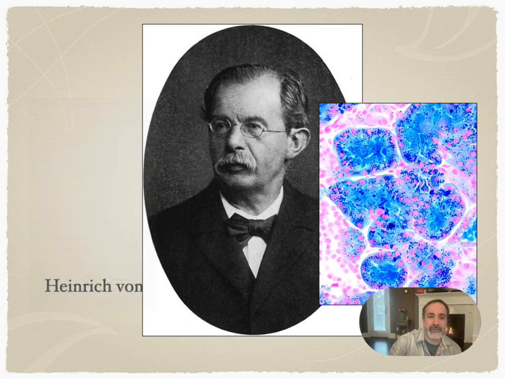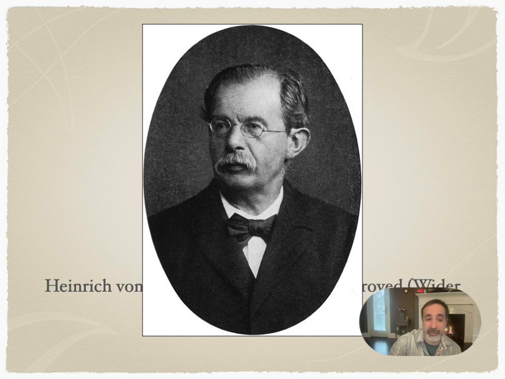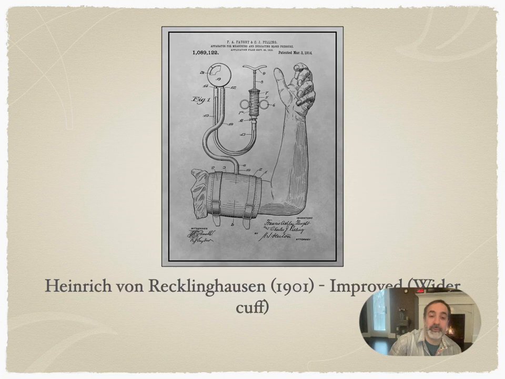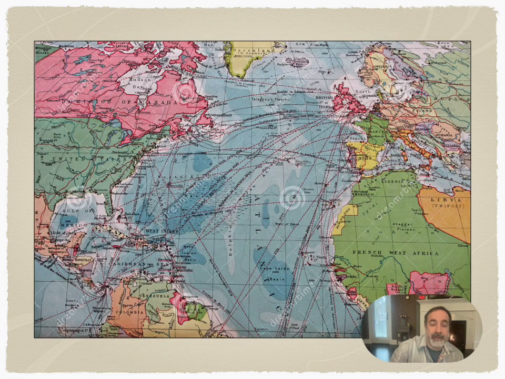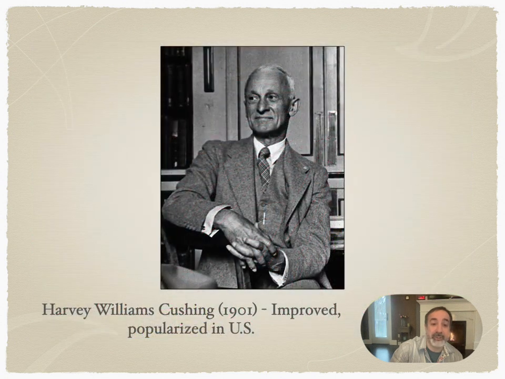Pictured here is a famous physician named Frederick Recklinghausen, whose work is associated with neurofibromatosis and hemochromatosis. But it was his son Heinrich who improved the sphygmomanometer by widening the cuff. By 1901, famous American physician Harvey Cushing would travel to Europe. He would observe the sphygmomanometer being in use there, and he would further improve the device. Since he was an influential physician, when he returned home, he helped popularize its use in the United States.